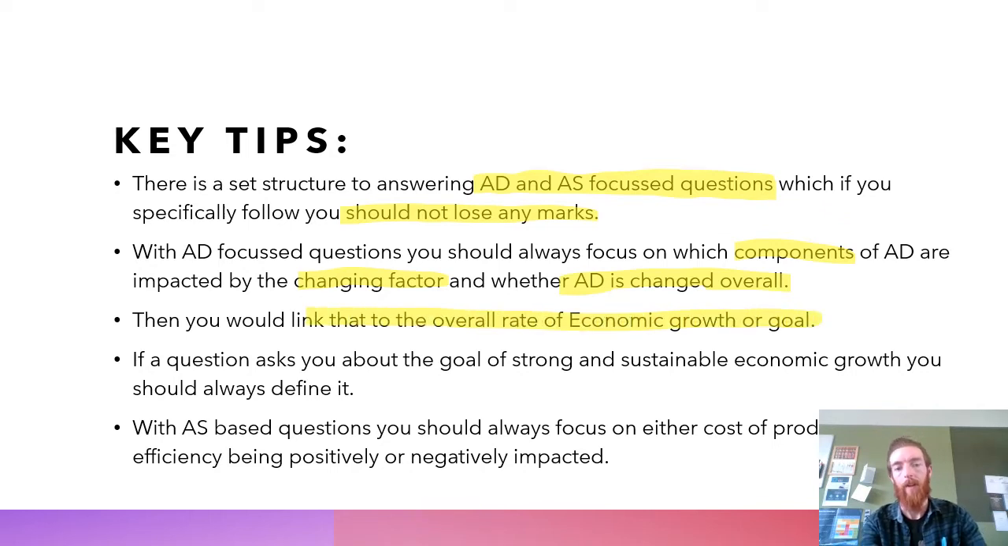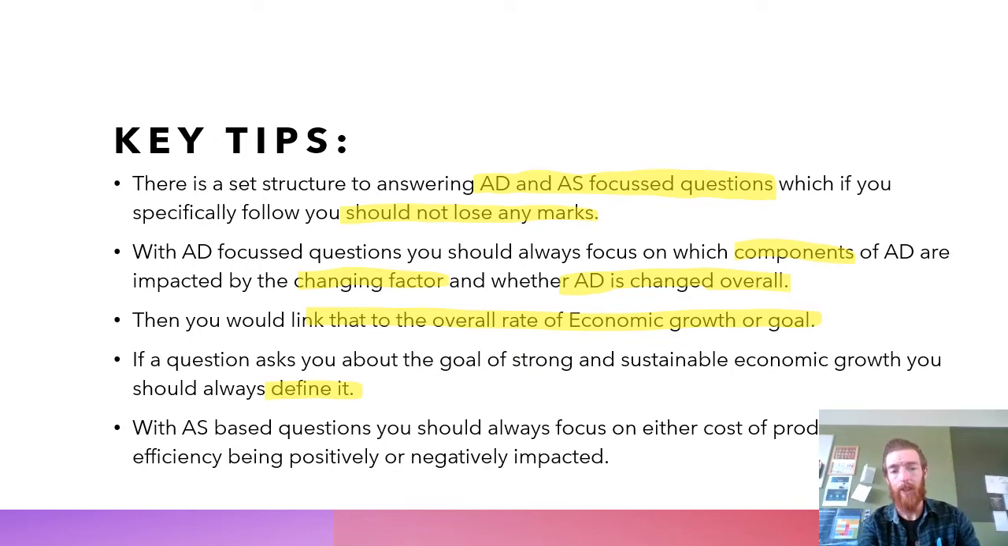Also very important. If a question asks you about the goal of strong and sustainable economic growth, you should always define it. So that's the highest growth rate possible without running into any unnecessary inflationary, environmental, or external pressures, measured at a rate of 3 to 3.5% GDP growth, real GDP growth per annum.